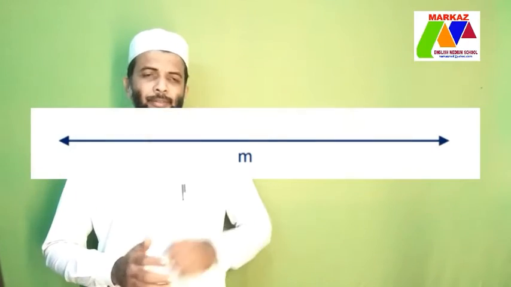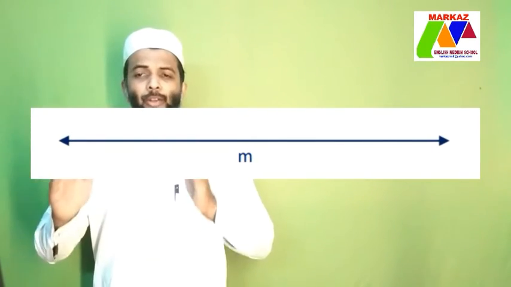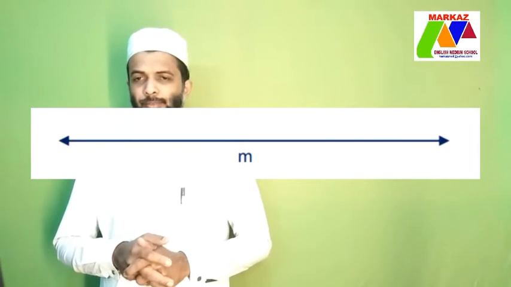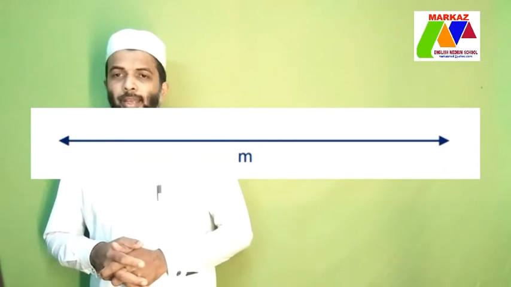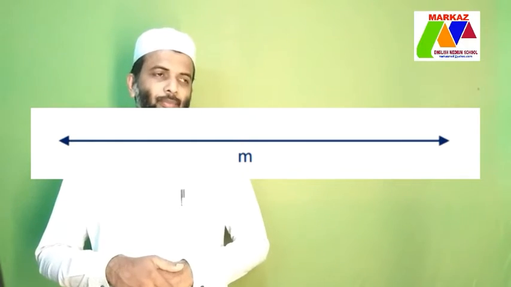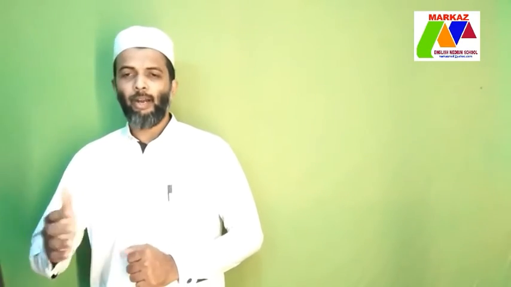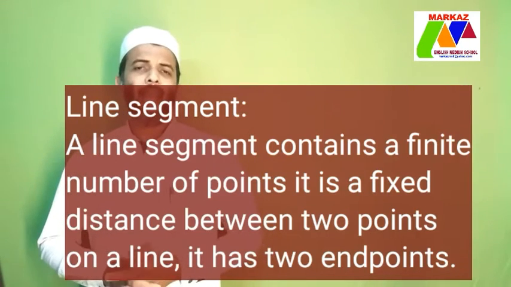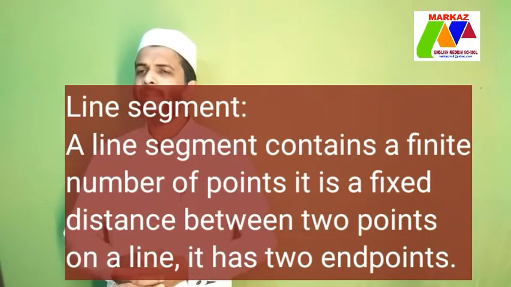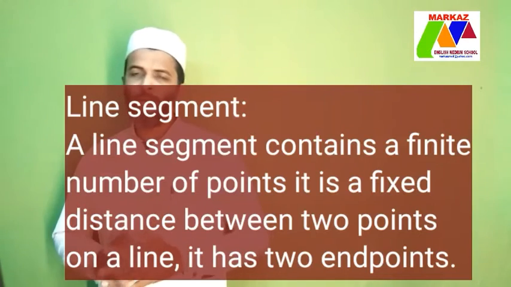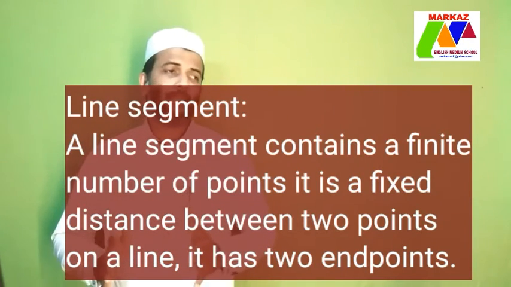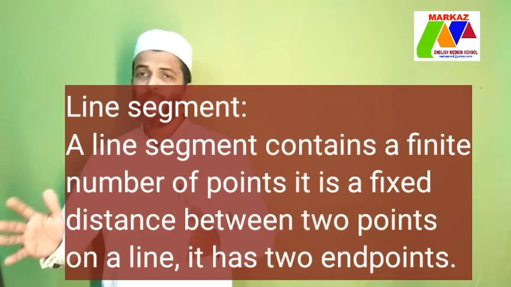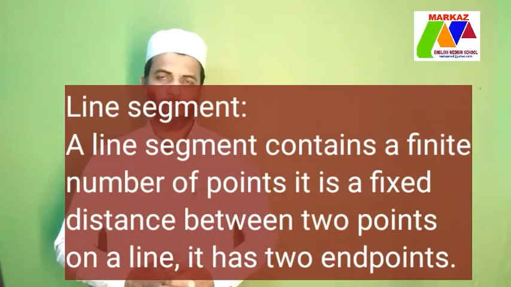Now look at this line. We can also name and read the line by a single small letter, for example, line m. Okay. Third one, line segment. Write down the statement. A line segment contains a finite number of points. It is a fixed distance between 2 points on the line. It has 2 endpoints.